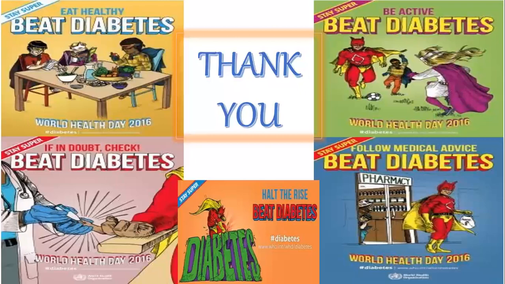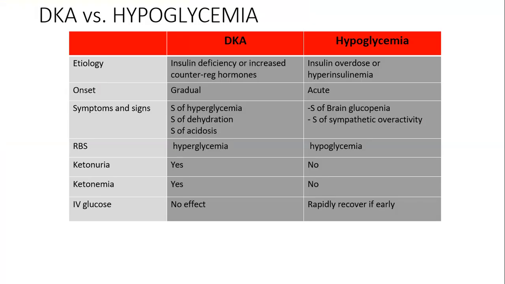So that is all about diabetes. Remember that the three most common complications of diabetes are hypoglycemia, DKA, and hyperosmolar syndrome. Remember the Dawn phenomenon and the Somogyi effect, and the pathways of those ones.